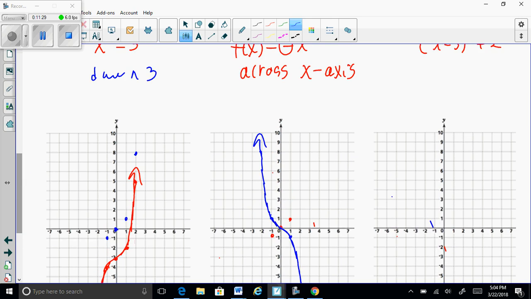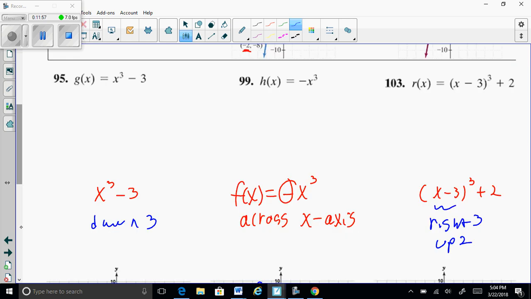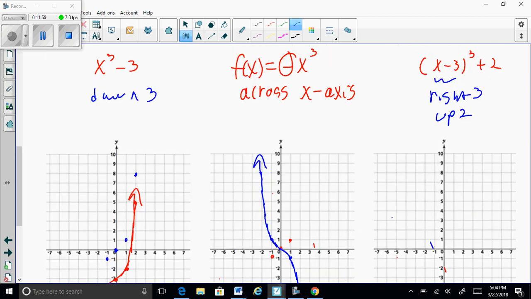All right, last one of this type. I didn't really give too many of these. And then we'll look at the inverse of this, which is the cubic, which is very similar to these. They're just going to be on their sides. So let's see. This right here, it looks like we're going to go to the right 3, and then we're going to go up 2. Make sure I got everything written down. Yeah, that looks right. Okay.